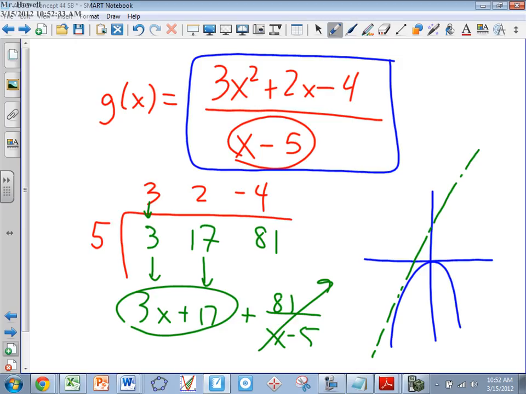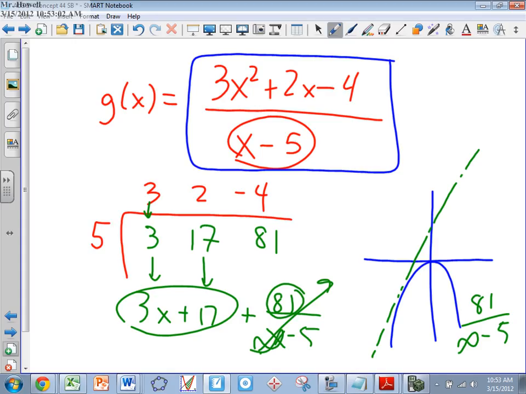Now, let me explain to you guys real quick why the remainder means nothing. Here's why. We're trying to find the end behavior. So we're trying to find out about the function when x goes to infinity. Take a look at your remainder. In your mind, plug in infinity here. This becomes 81 over infinity minus 5. Everybody see that?